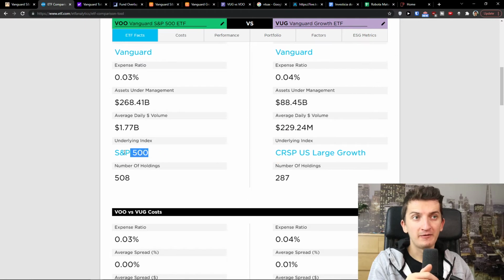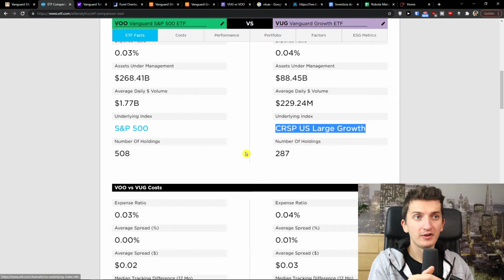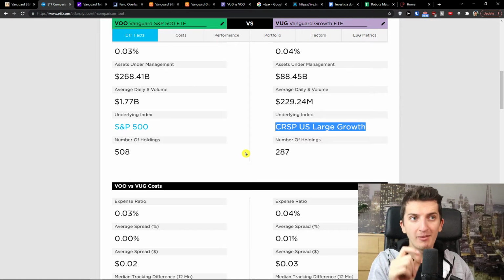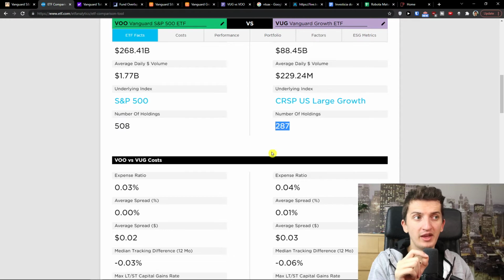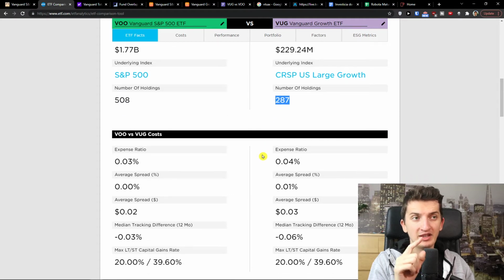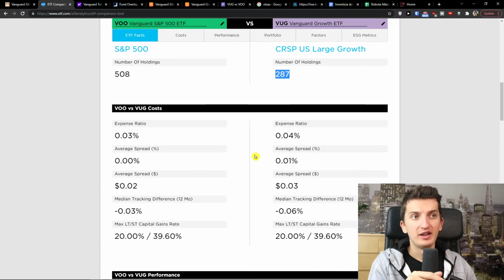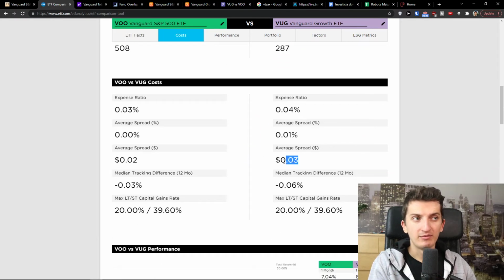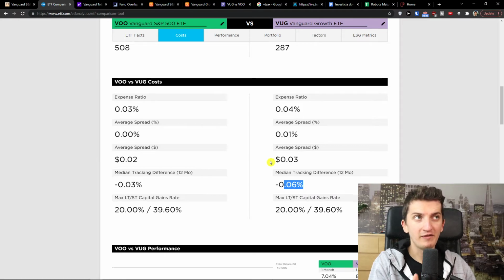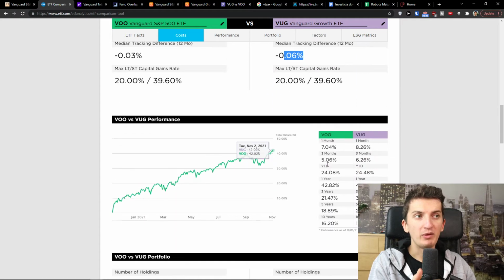And when we go further, the index is the S&P 500, and here is US large growth. And now the fun begins. Number of holdings are lower in VUG. And what does it mean? I will show you exactly the overlapping and also the holdings, what type of them are there. So as I mentioned, average spread is a little bit higher, median tracking difference a little bit lower in VUG. When we check the performance, then we will go to the holdings.